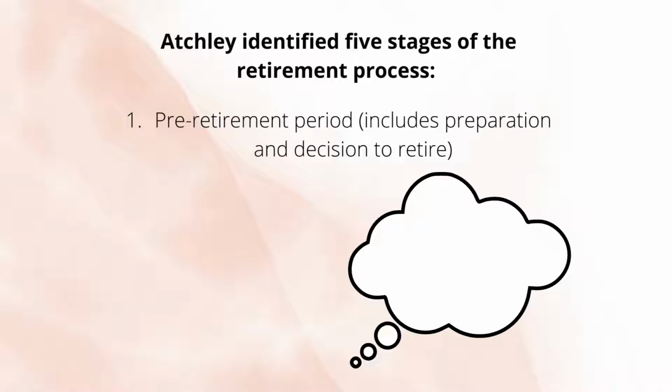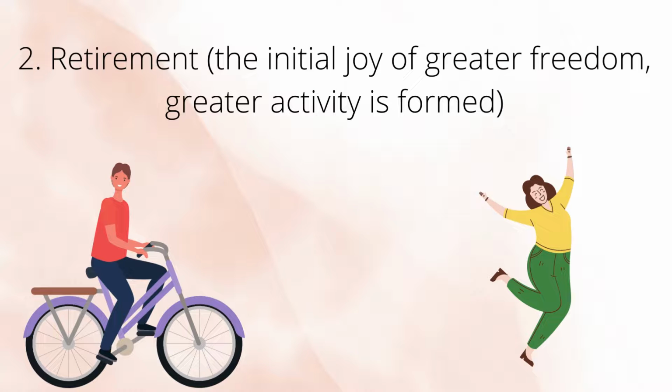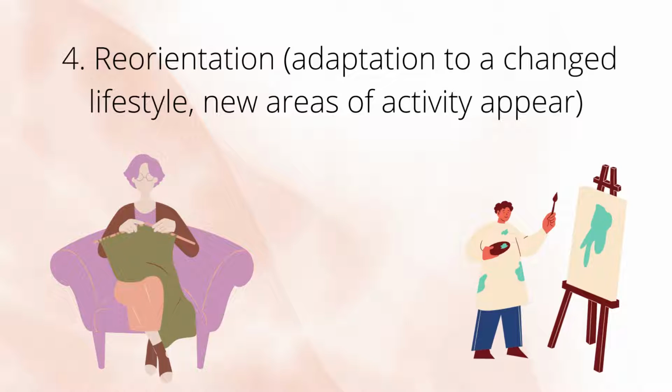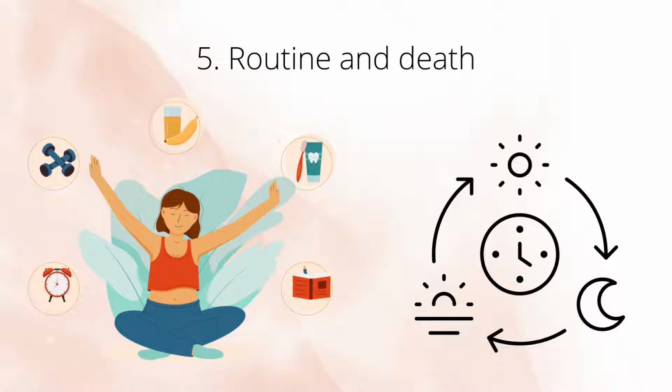Ashley identified 5 stages of a retirement process. Pre-retirement period includes preparation and decision to retire. Retirement: the initial joy of greater freedom, greater activity is formed. Dispersion of illusions: then the joy of novelty fades and problems of retirement age arise. Reorientation: adaptation to a changed lifestyle, new areas of activity appear. Routine and death.